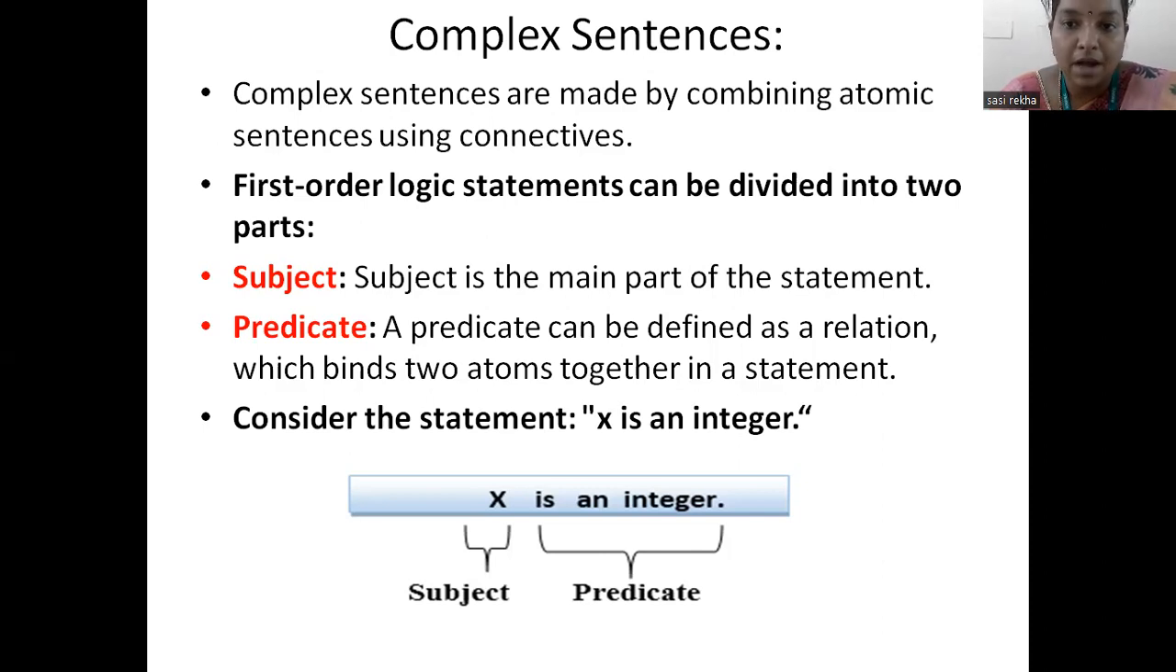So this is the main part of the statement, the subject, and the predicate can be defined as a relation which binds two atoms together in a statement. For example, consider the statement x is an integer. Here x is the subject and is an integer is the predicate. So this is how we can represent a complex statement. So this is all about first order logic. Thank you.